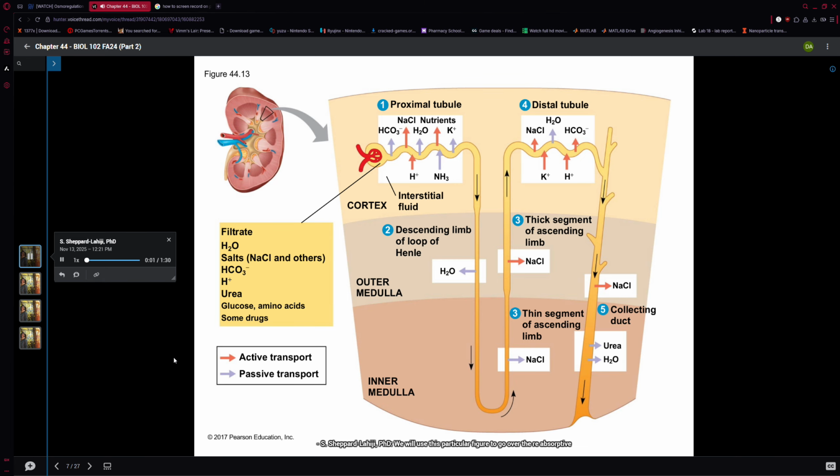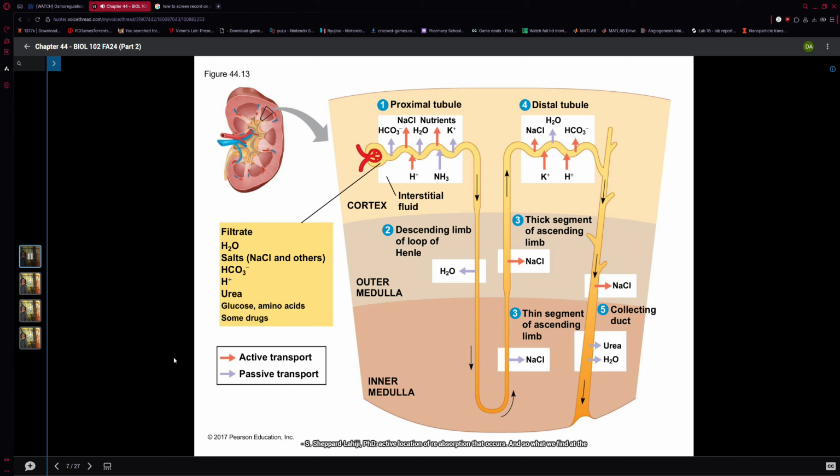We will use this particular figure to go over the reabsorptive capabilities of the renal tubule and the collecting duct. So, the ability of these different portions within the kidney to reclaim things that had initially entered the filtrate through glomerular filtration. And when it comes to the renal tubule, the entire thing is involved in reabsorptive processes, but the proximal tubule is by far the most active location of reabsorption that occurs.